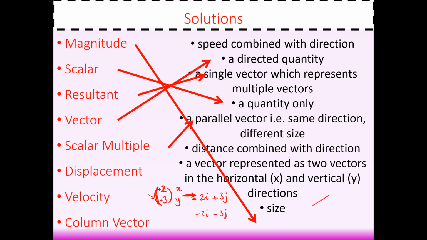For example, I could say minus 2i minus 3j is parallel to that, because I multiplied everything by minus 1. The first vector was pointing up and to the right. This other vector is pointing down and to the left, but they will be parallel because the coefficients of i and j are just exact multiples of each other.